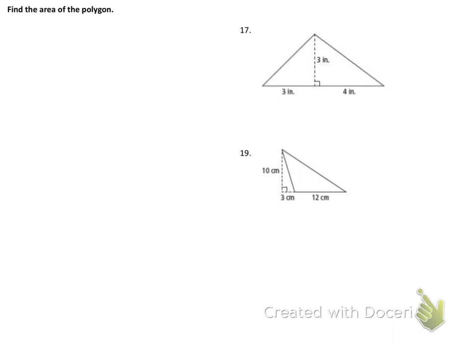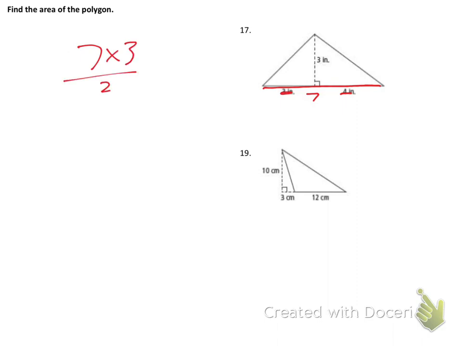Find the area of each polygon. So the first one looks to be a triangle. When we're finding the area of a triangle, what we need to do is almost the same as a rectangle or parallelogram. However, we just need to divide it by 2. So our entire base here is 3 and 4, so that'd be 7. So this is 7, and our height is 3. So I would do 7 times 3, and then I'm going to divide it by 2.